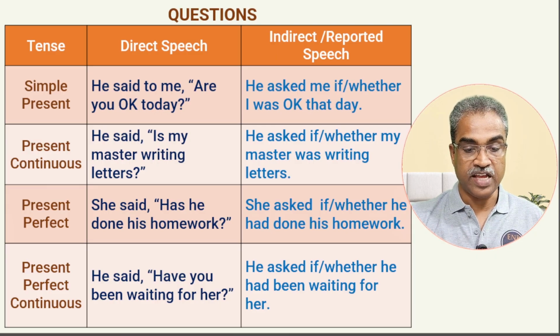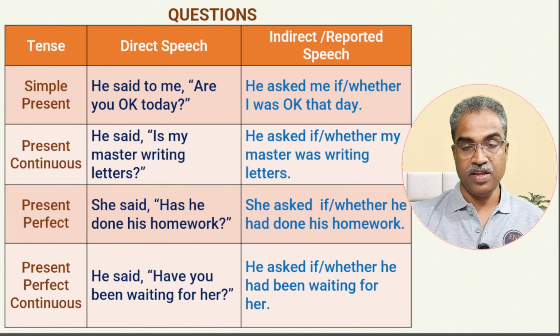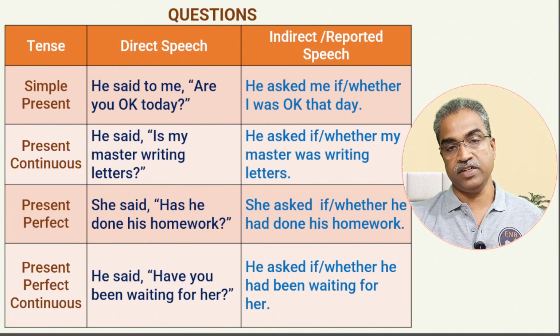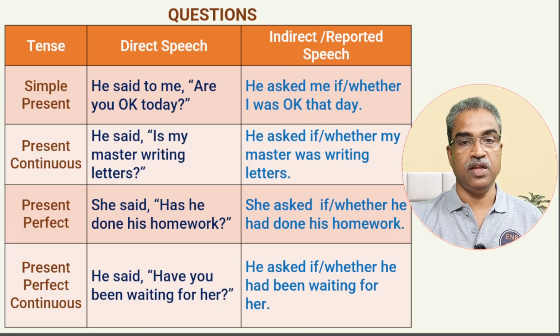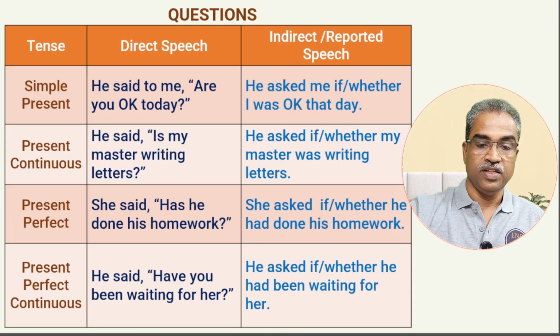Present perfect continuous. He said, "Have you been waiting for her?" He asked me, or he asked if he had been waiting for her, or I had been waiting. He only said it, so whether you use he or I, whoever he said, just use it. If it is not specified, you can use whatever you like. So this is it. I hope it is clear.